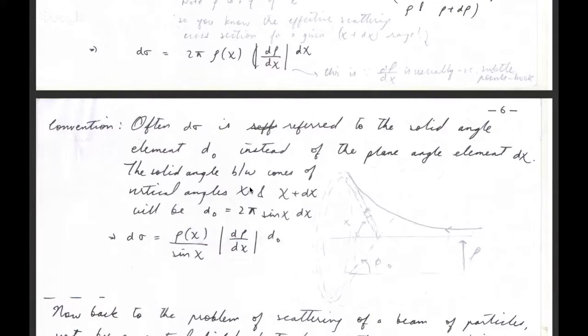Okay, here it is. Solid angles in arbitrary dimensions: 2 pi power d by 2 divided by gamma function d by 2.